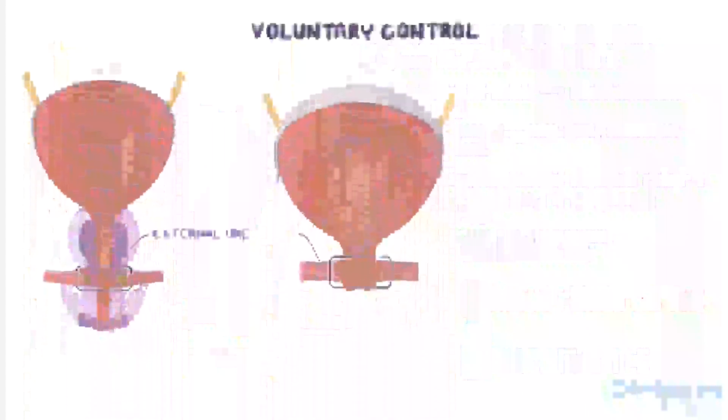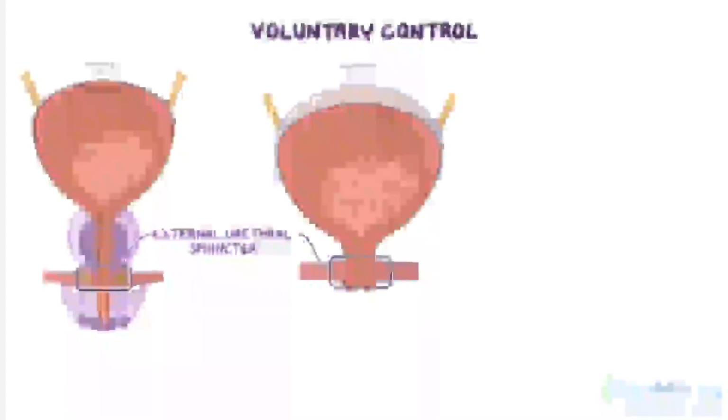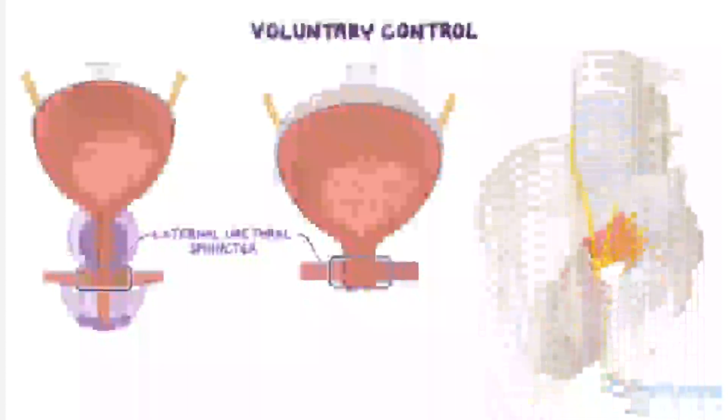The final component of the micturition reflex is voluntary control of the external urethral sphincter. In males, the external urethral sphincter lies inferior to the prostate gland, and in females, it lies just inferior to the internal urethral sphincter. We have voluntary control over this muscle through branches of the pudendal nerve, allowing us to choose when to void our bladder.